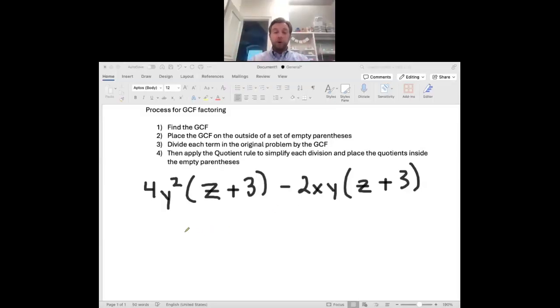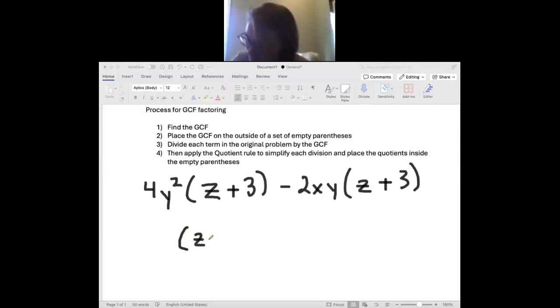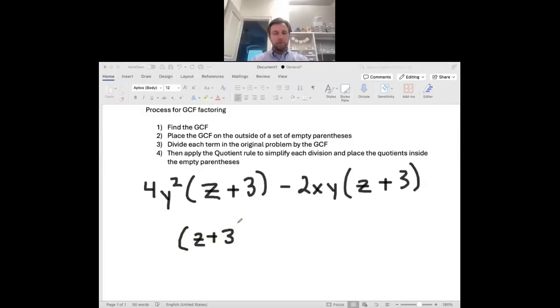So just like before, take that z plus 3, bring it out, and then what are we going to put inside? What will we put inside the empty parentheses? 4y squared minus 2xy. Right. So the question is now, are we done? How do we know? Since you're throwing that question at us, probably not.